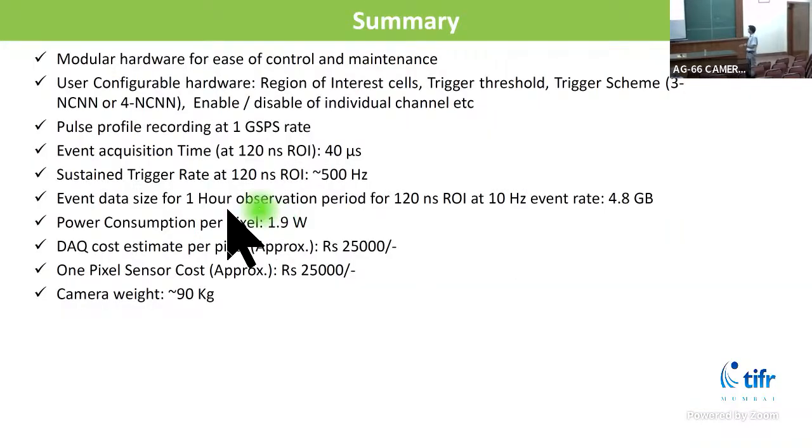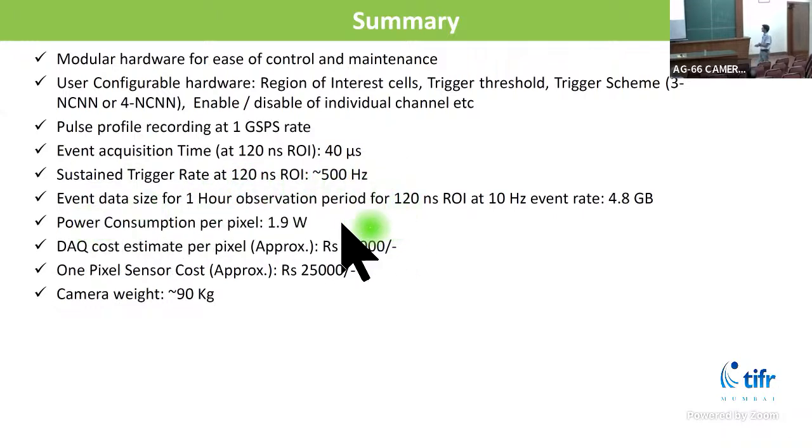So, summary: this modular hardware was adopted for the camera for ease of control and maintenance, and all the hardware is quite user configurable. The user can set the region of interest cell and the trigger threshold to operate at, and one can also select the trigger scheme, whether 3 NCNN or 4 NCNN based, and the user can enable or disable individual channels of the camera. Pulse profile recording at this rate, event acquisition time about this much, and sustained trigger rate about 500 Hertz at 120 nanosecond ROI.